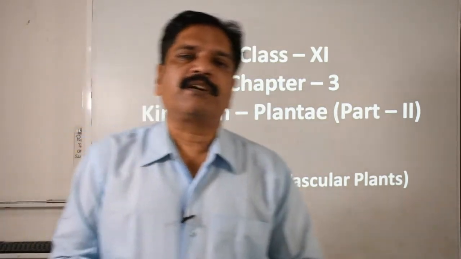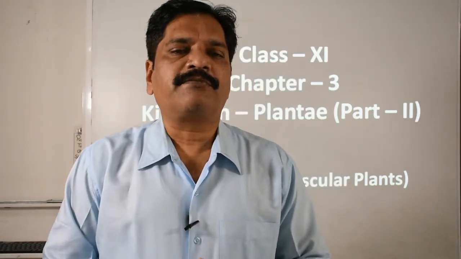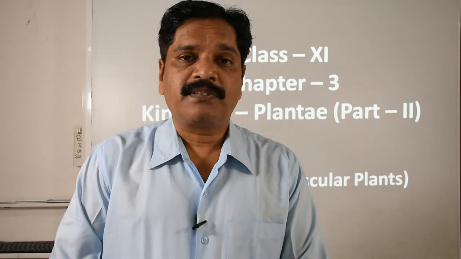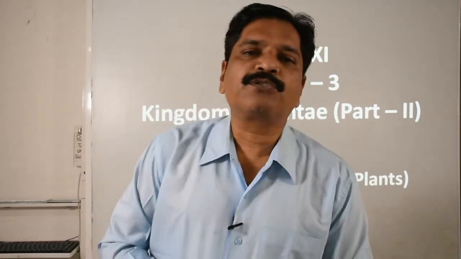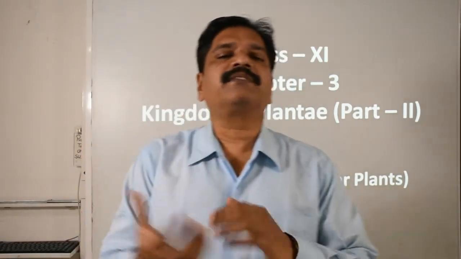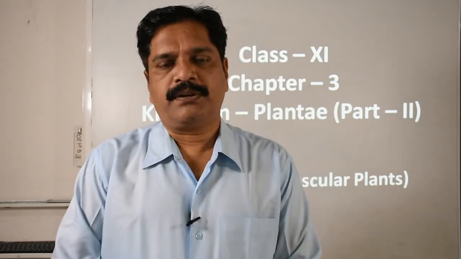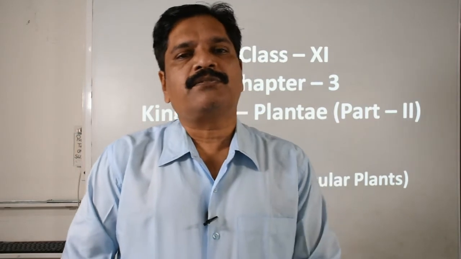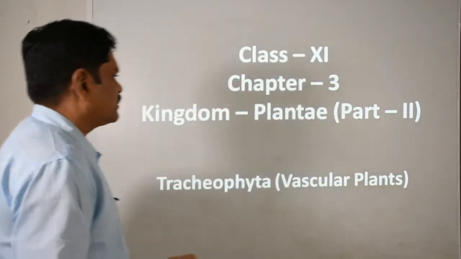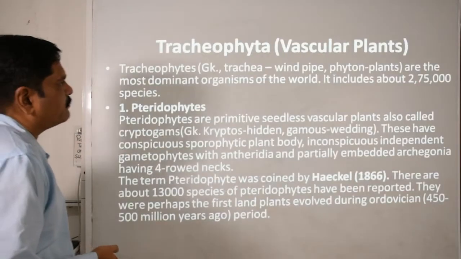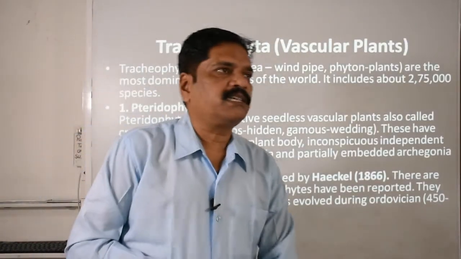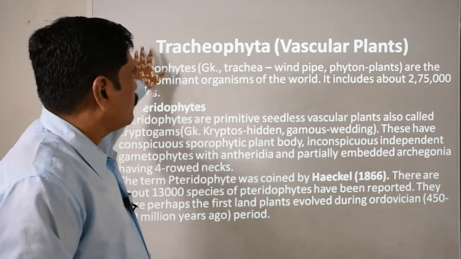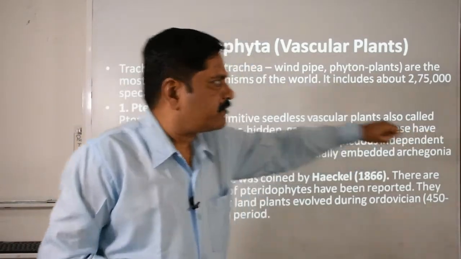Actually Tracheophytes is divided into three parts: the Pteridophyta, second the Gymnosperm, and third the Angiosperm. So today we are just going to discuss the Pteridophytes and Gymnosperm. This is the second part of chapter 3. So now here we are starting with the Tracheophytes.